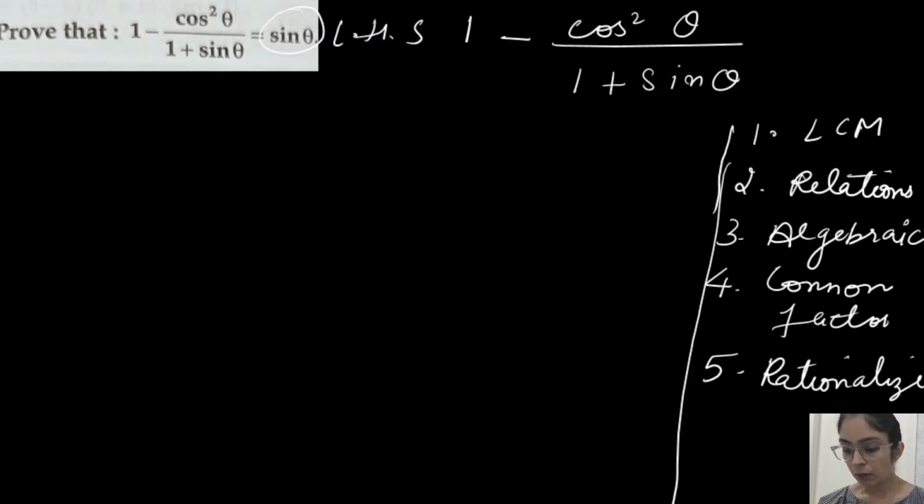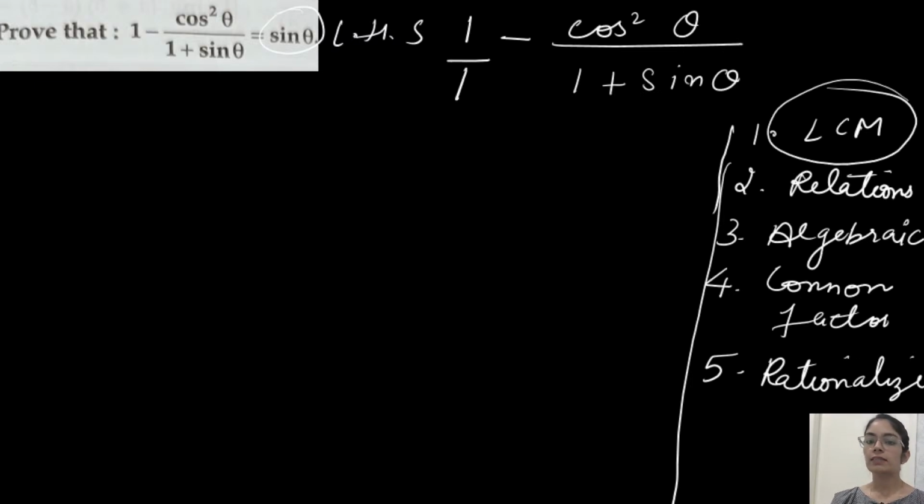So let's start now. The left hand side I have already written. Here you can see, as I told you, if any time you see a fraction, the first thing that should come to your mind is taking LCM. LCM means here we will make the denominator the same. So 1 was written like this only. I just wrote it as 1 by 1 so that you can visualize that this is also a fraction.